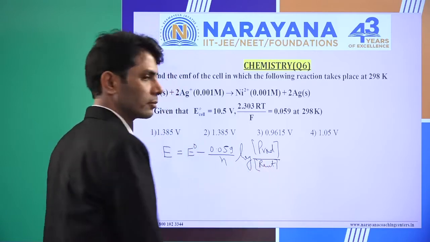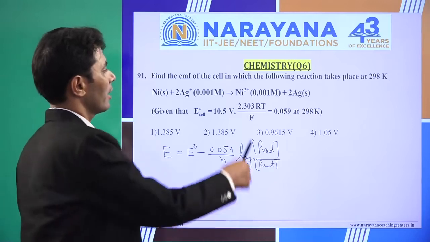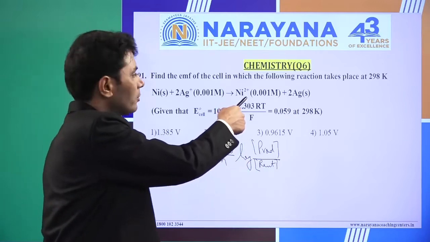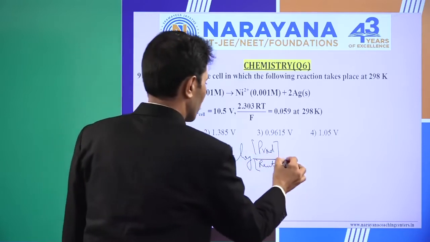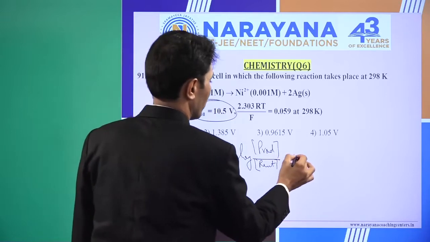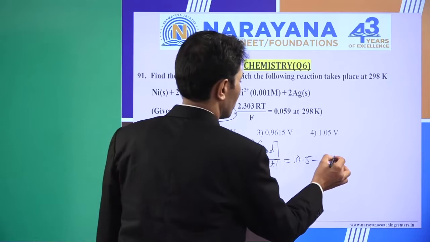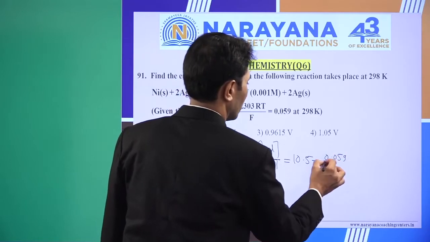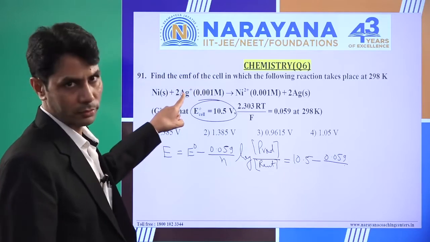Already we know. In this given reaction, the product is Ni plus 2. Concentration is already given. And what is the reactant? That is silver. That is also given. So we can modify it like, what is E naught cell for this case? That is 10.5 minus 0.059 divided by, what's the value of n? Number of transferred electrons. There are 2 electrons.